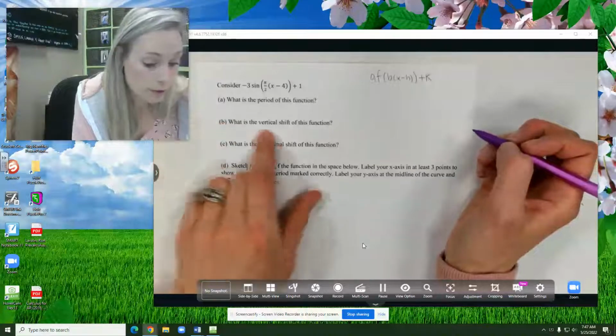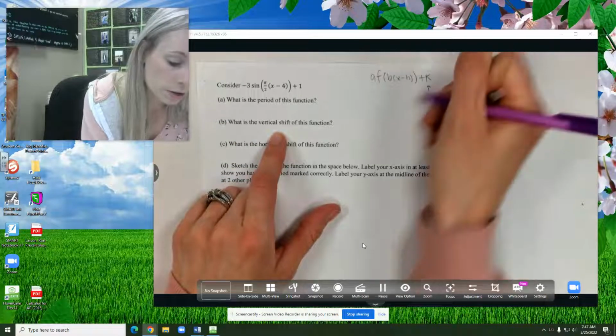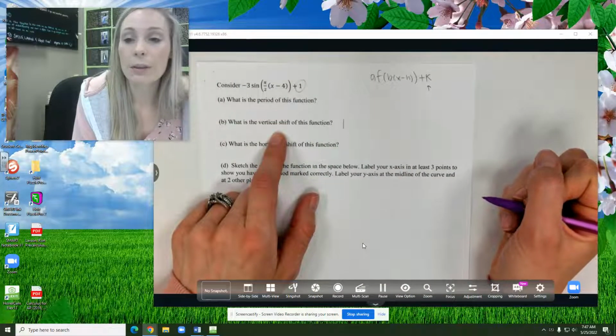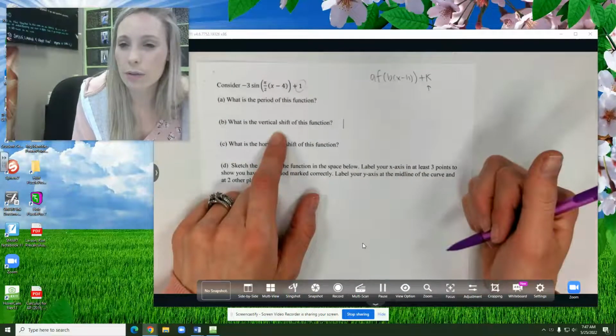So B, what is the vertical shift on this function? Well, this is always vertical. So that last number right here is 1. There's going to be a vertical shift. The whole function is going to move up 1.